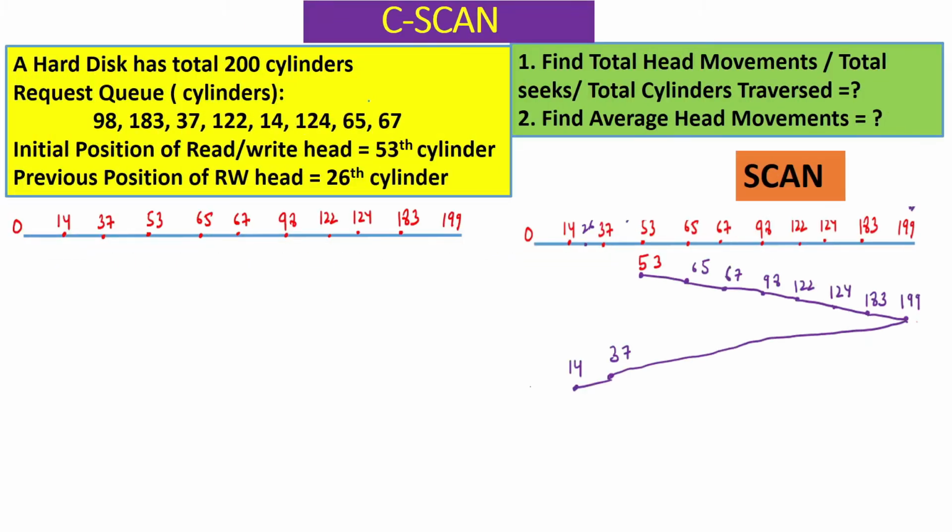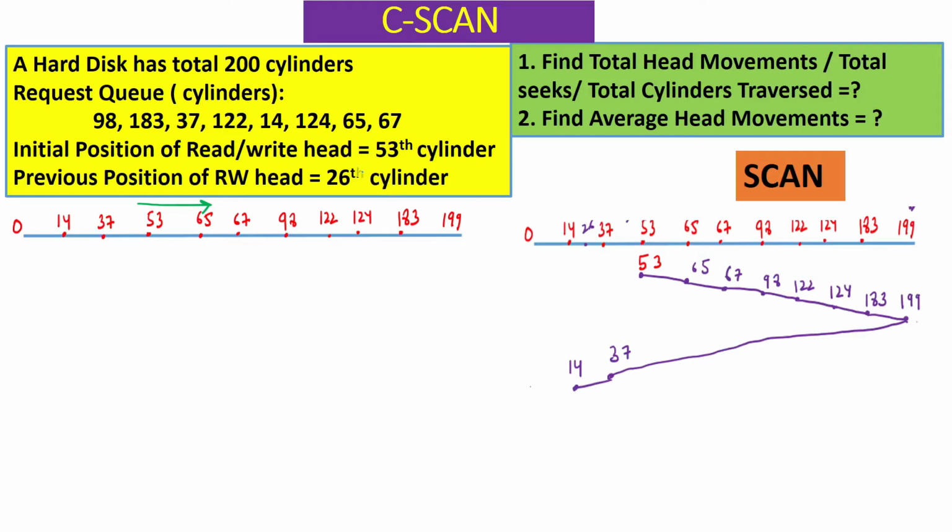Here I have taken the same example that we have seen in the scan algorithm. This is our request queue. We have a total of 200 cylinders, from 0 to 199. The initial position of the read write head is 53. The previous position was 26. That means we have come to the 53rd cylinder from the 26th cylinder, so we are moving from a lower cylinder number to a higher cylinder number. This way we are given the direction of the read write head.